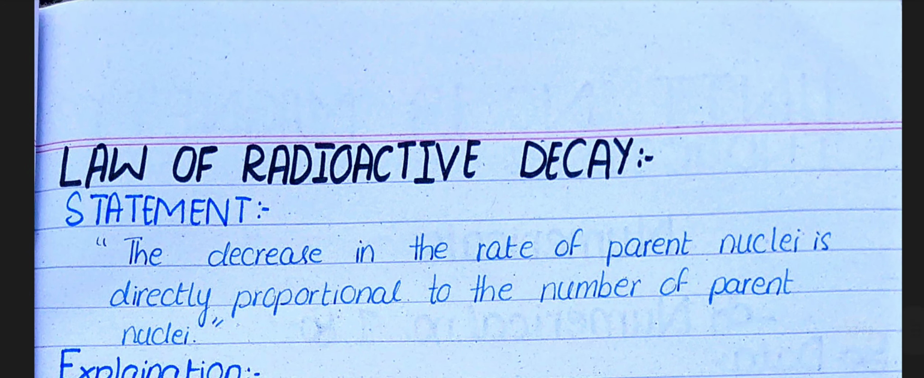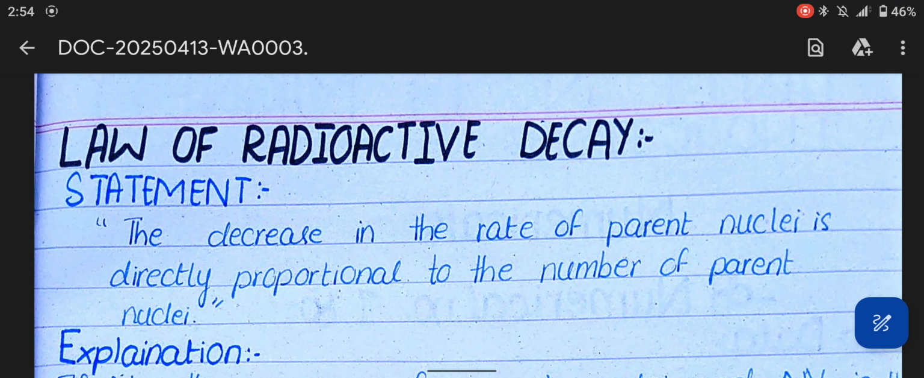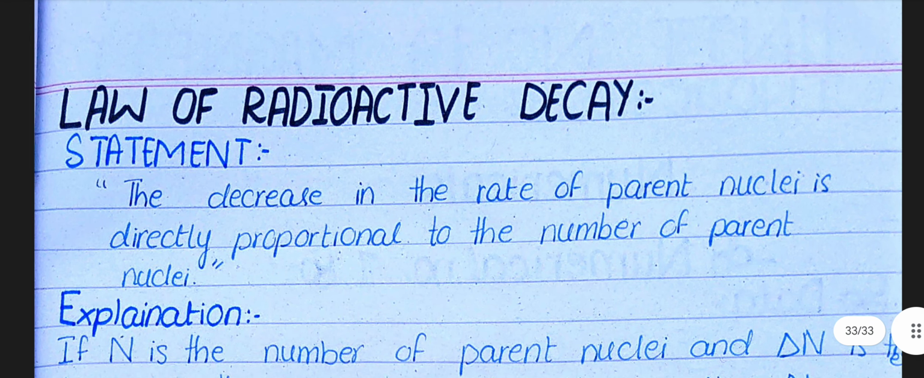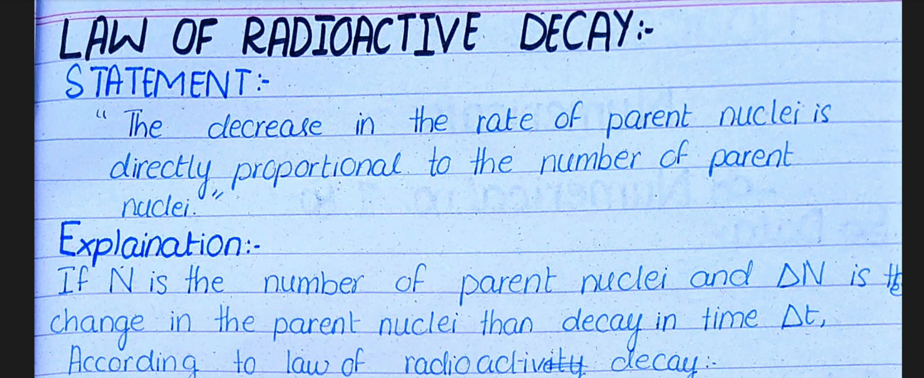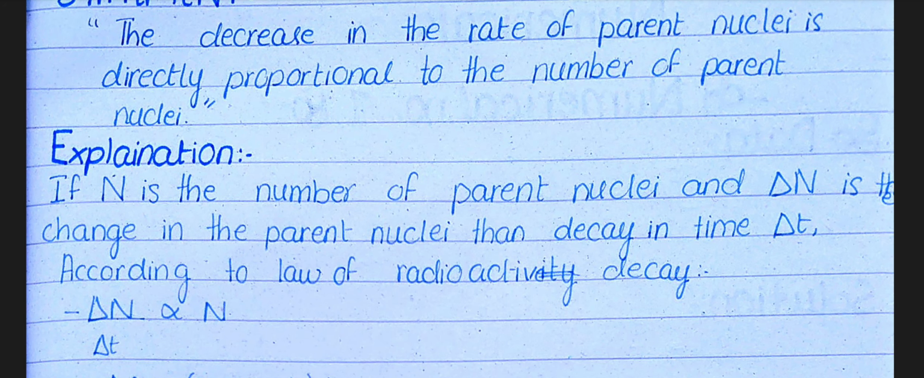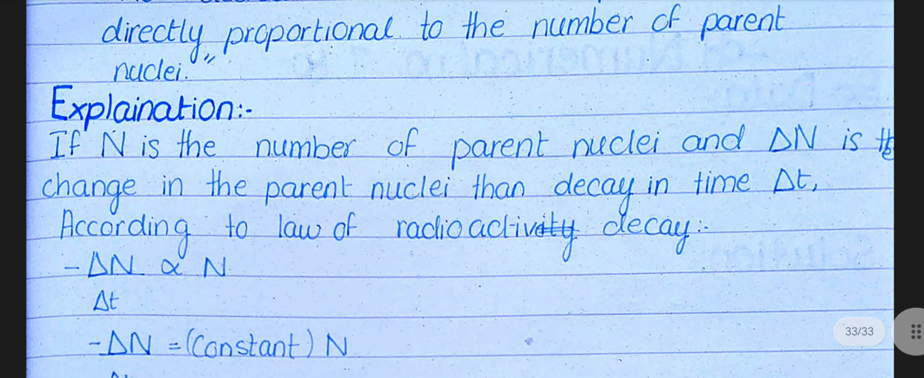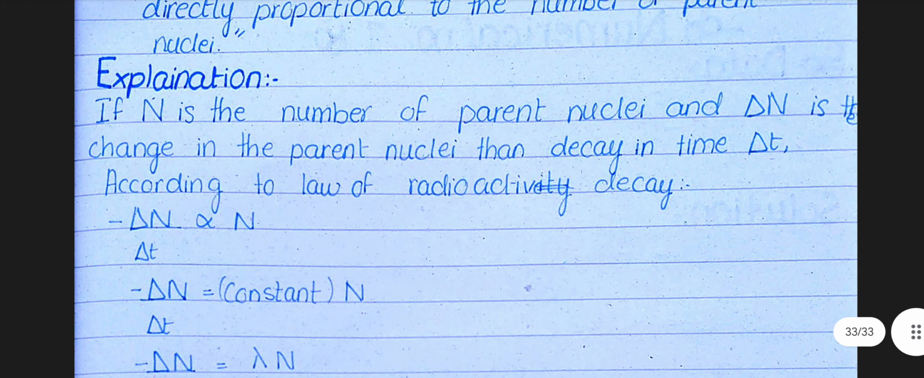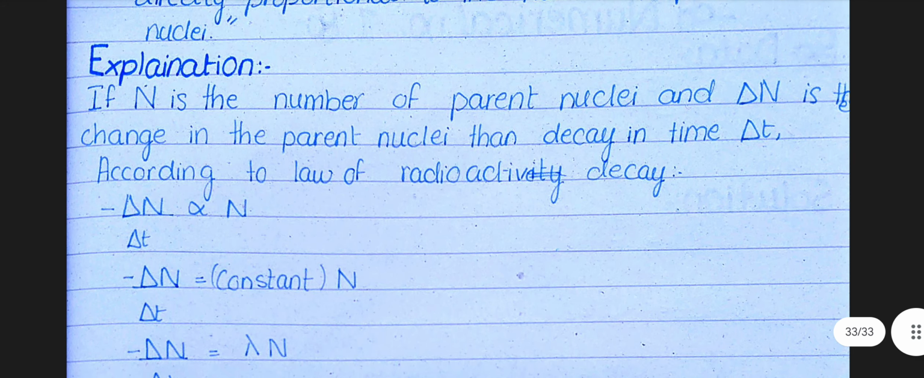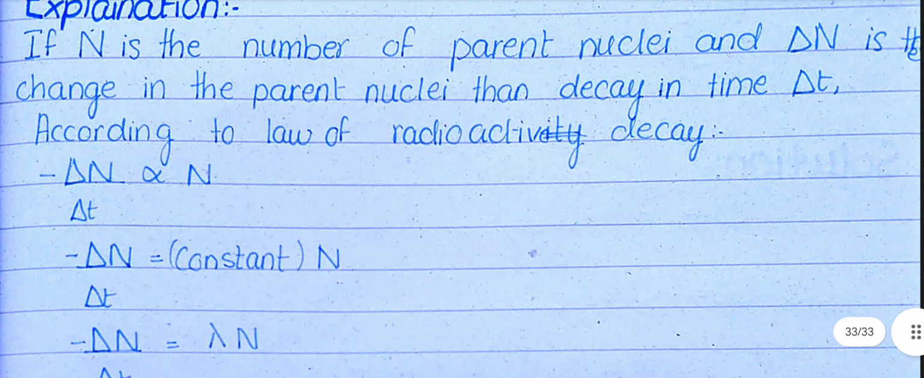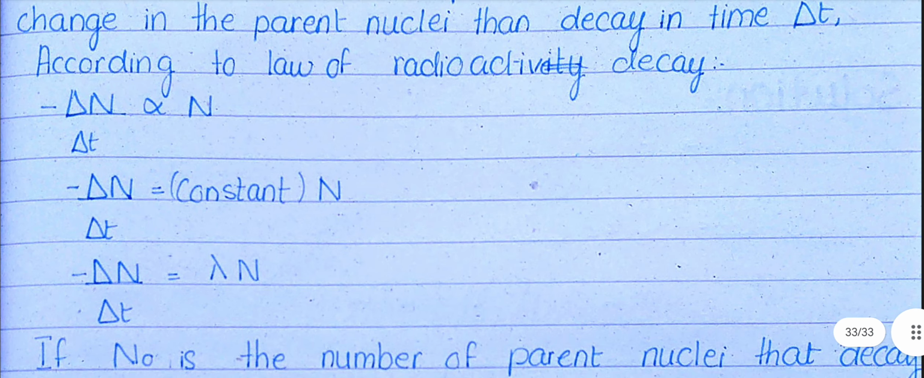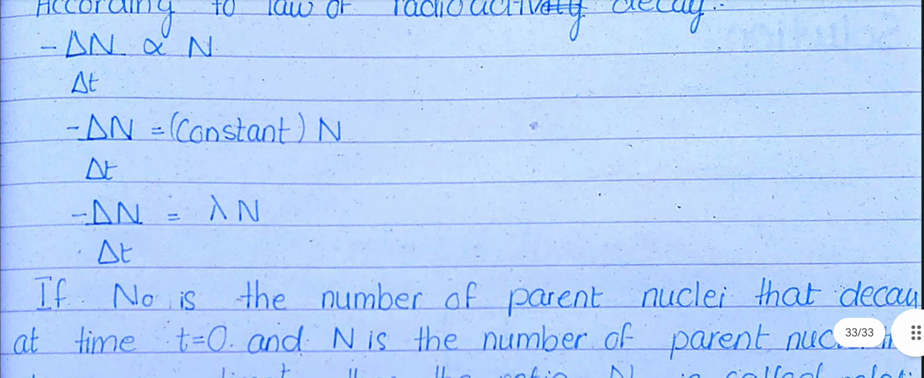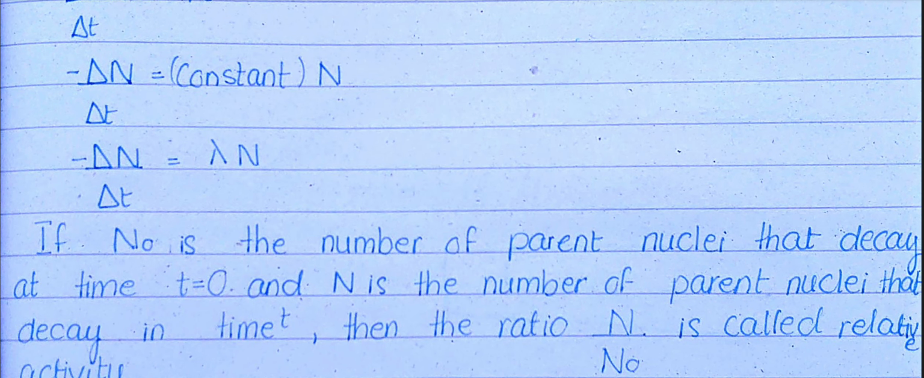Law of radioactive decay statement: the decrease in the rate of parent nuclei is directly proportional to the number of parent nuclei. Explanation: if N is the number of parent nuclei and delta N is the change in the parent nuclei, then decay in time delta t according to law of radioactive decay: minus delta N upon delta t is directly proportional to N. Minus delta N upon delta t is equal to constant N. Minus delta N upon delta t is equal to lambda N.